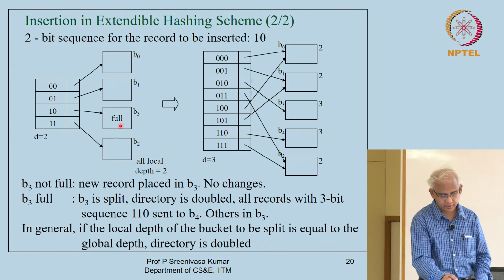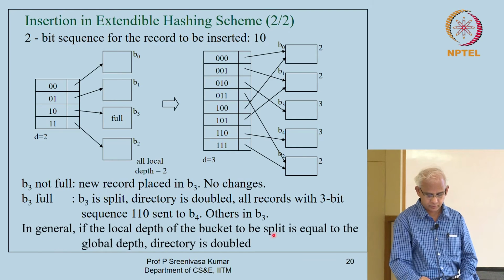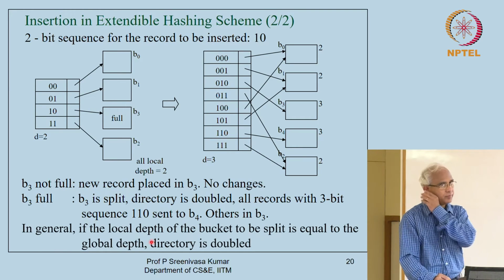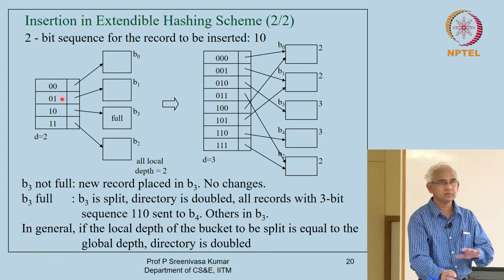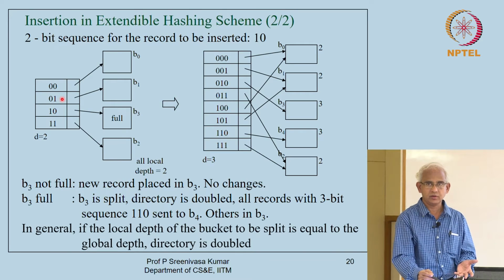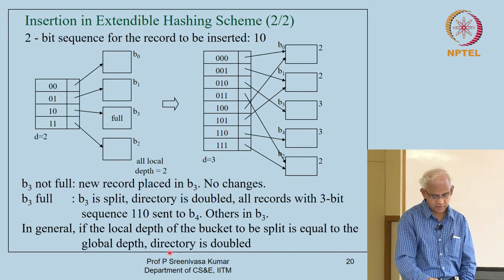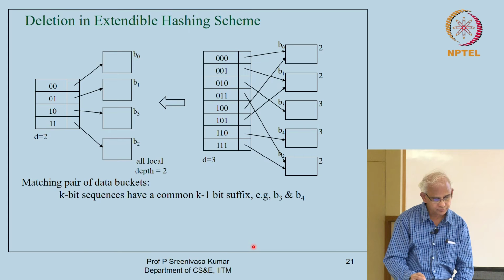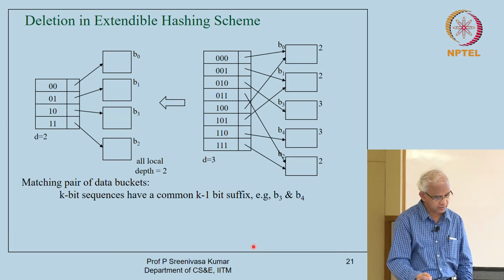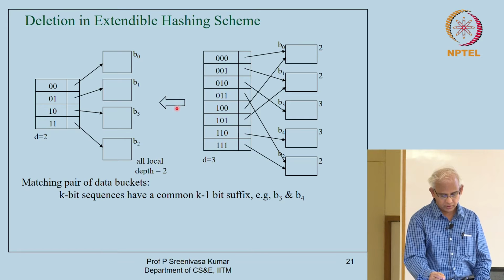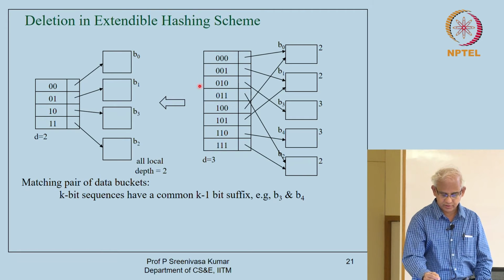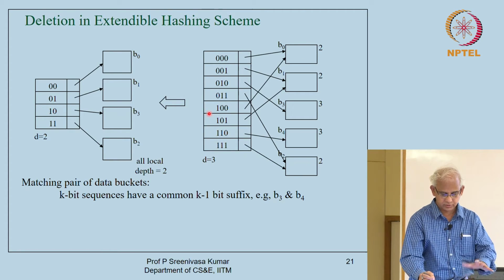So, in general, before we consider deletion, if the local depth of the bucket that has to be split is equal to the global depth, then the directory structure has to be doubled. Okay. The directory has to be doubled. Now, let's look at deletion. So, deletion in extendable hashing, for example, let's look at the current scenario that was there.